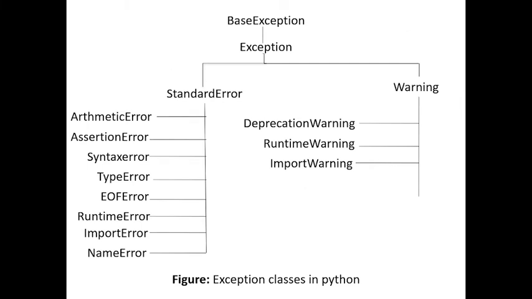So the exceptions here are shown in a graphical hierarchical model: BaseException, then StandardError and Warning; under them ArithmeticError, AssertionError, SyntaxError, TypeError, EOFError, RuntimeError, ImportError, NameError. Then warnings such as DeprecationWarning, RuntimeWarning, and ImportWarning. So these are all the different exception classes in Python.